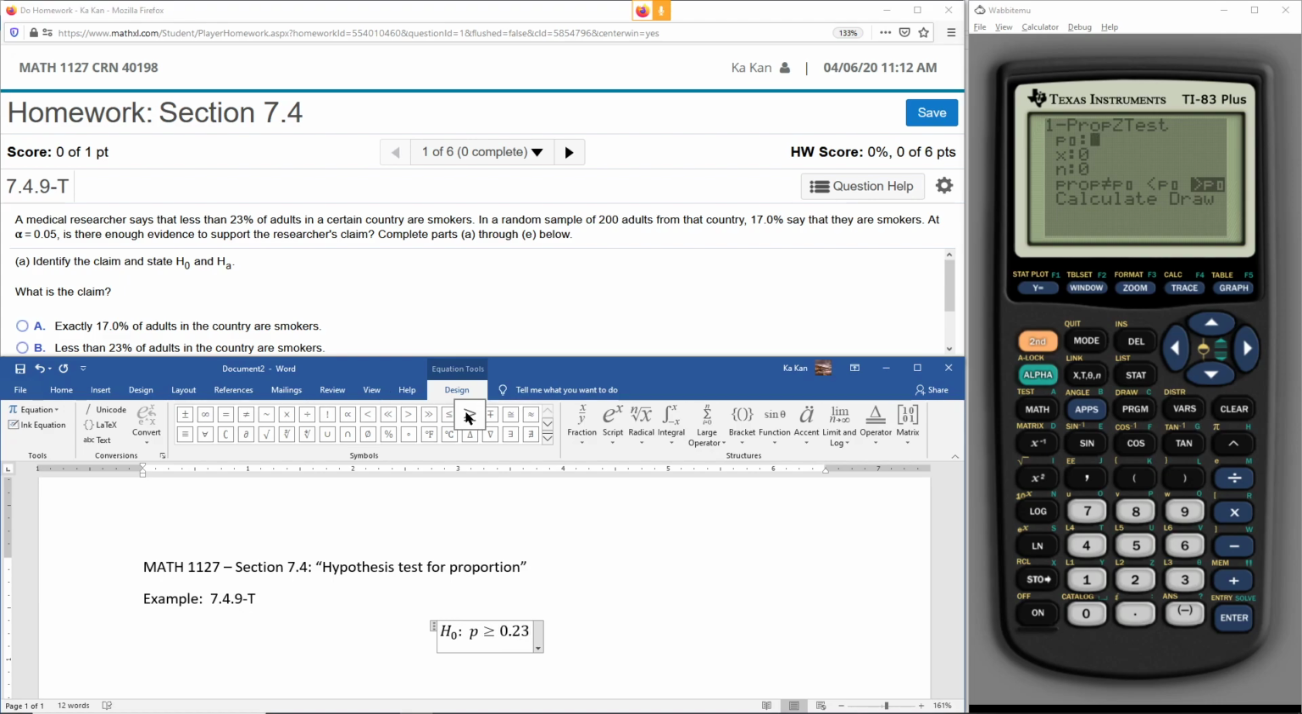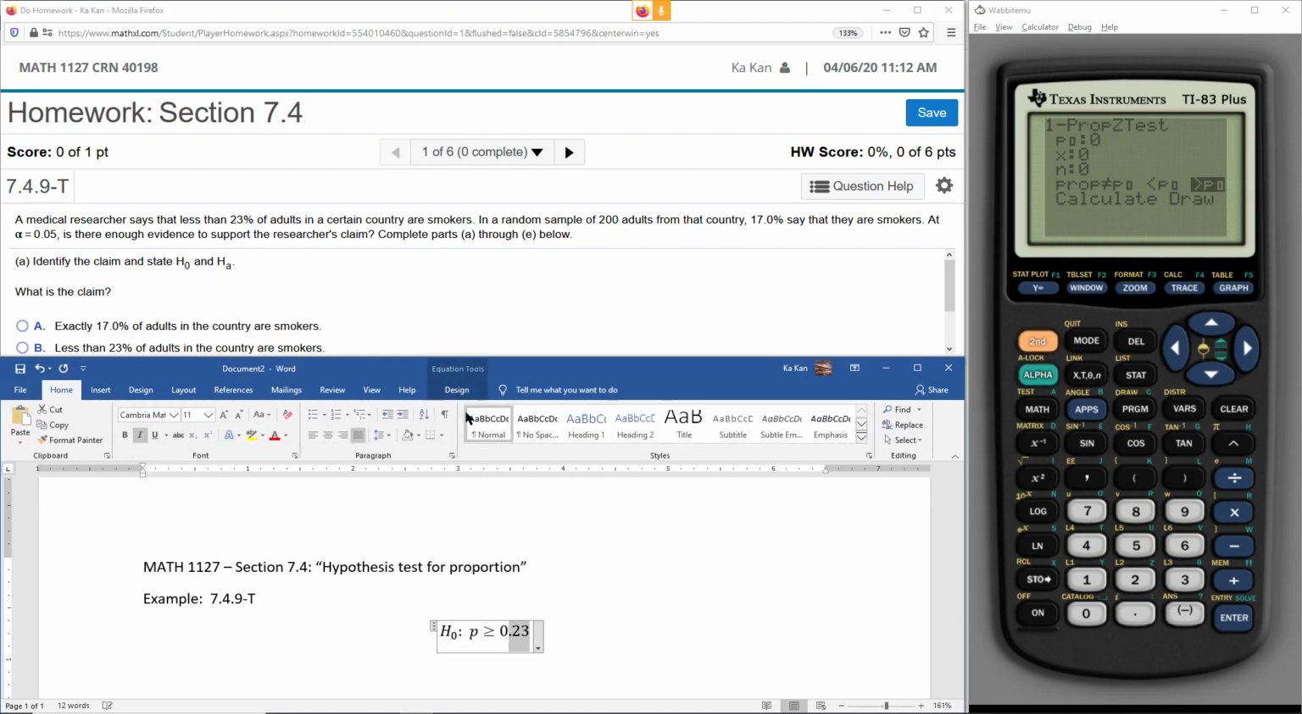So let me do the second one. Let's say there's an alternative, and this is less than, and this is the claim. Less than 23% of the country are smokers. So now, in a random sample, 200 adults.